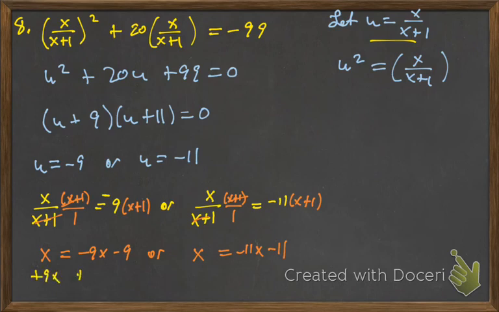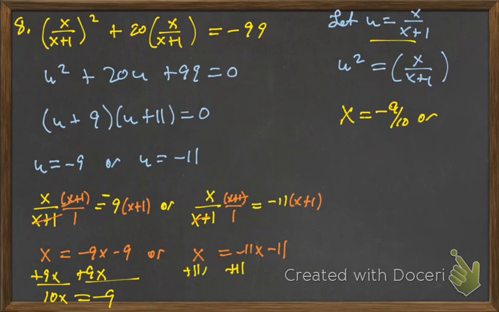Add 9x to both sides. 10x is equal to negative 9. Divide both sides by 10, and we get x is equal to negative 9 over 10. On the second equation, we'll add 11x to both sides, and we will have 12x is equal to negative 11. Divide both sides by 12. X is equal to negative 11 over 12.